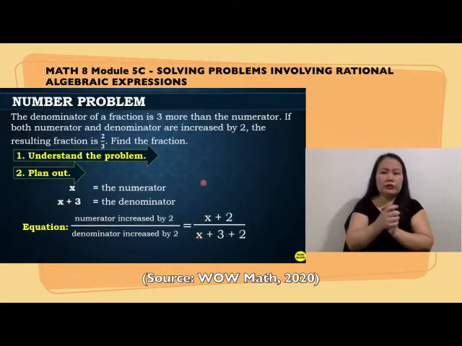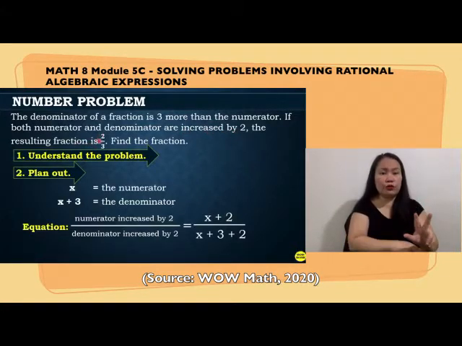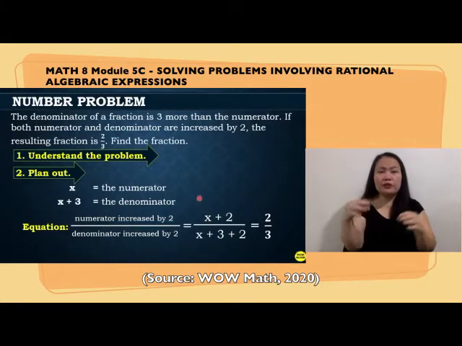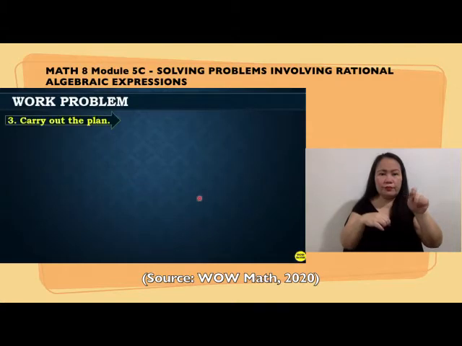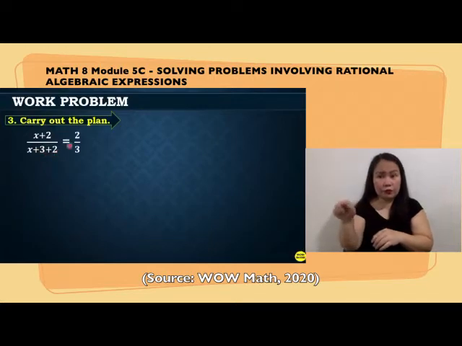Okay? And then, nung nag-increase siya by 2, the resulting fraction is 2/3. So, therefore, this will become our equation. Alright. So, carry out the plan. Let us solve. So, we have x plus 2 over x plus 3 plus 2 is equal to 2/3.